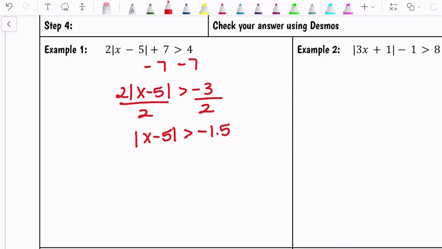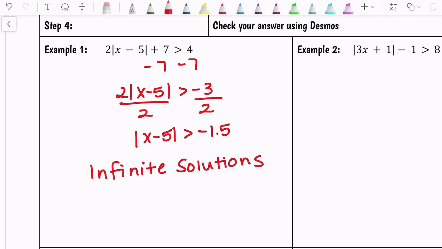Once you have the absolute value by itself, the most crucial step is to stop and think about if it's a possible scenario or not. An absolute value is always going to be positive because it's the distance from 0. So this says the absolute value, which is always positive, is going to be greater than -1.5. Well, yeah, anything that comes out of here is going to be positive, and so it's always going to be greater than a negative. And so when this happens, we write infinite solutions.